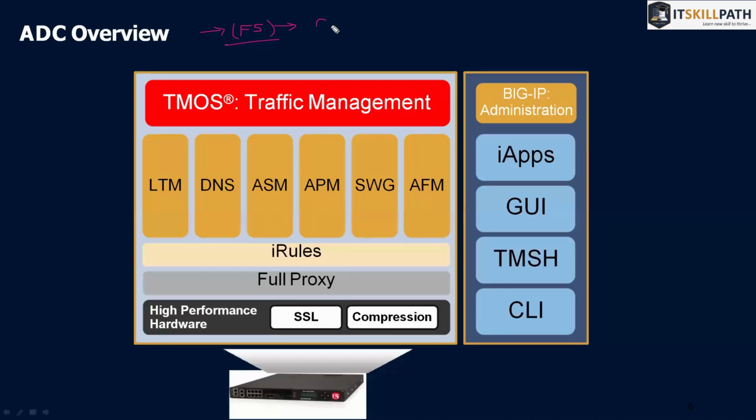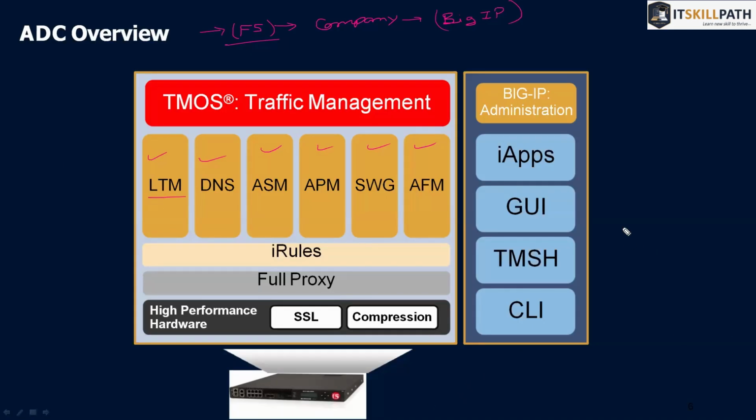So F5 is simply a company. BIG-IP is the product. Within BIG-IP, there are different modules. F5 first introduced the first module, LTM. LTM is the Local Traffic Manager. So LTM, what is that? It's a Local Traffic Manager.